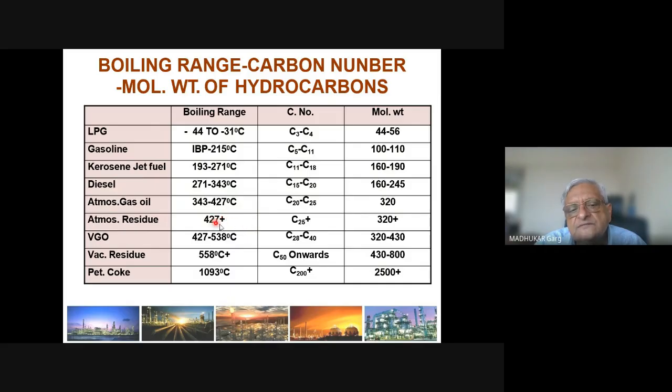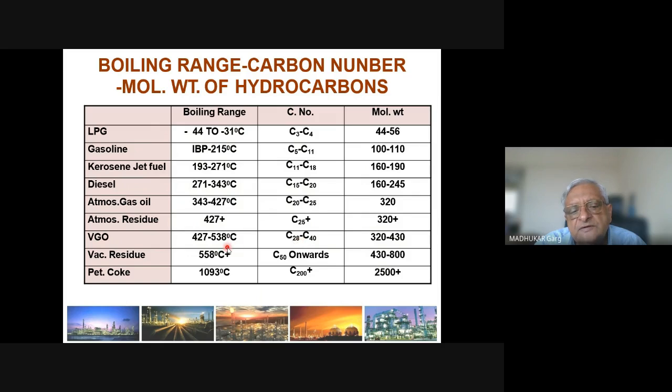So this is something that we have to then put into a vacuum unit, a distillation column operating under vacuum, so that the temperatures are low and we can still distill out further distillates called vacuum gas oil. VGO stands for vacuum gas oil, and that is in the boiling range 427 to 538. Sometimes it can even go to 560, 565 degrees, and then carbon number C28 to C40. And the molecular weight is way high, something like between 320 to 430.